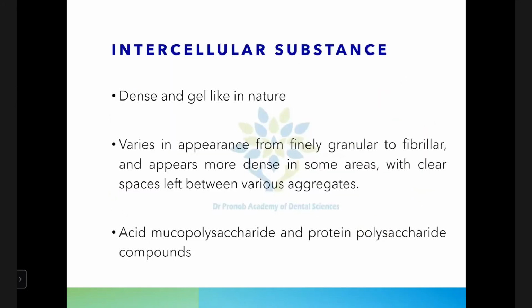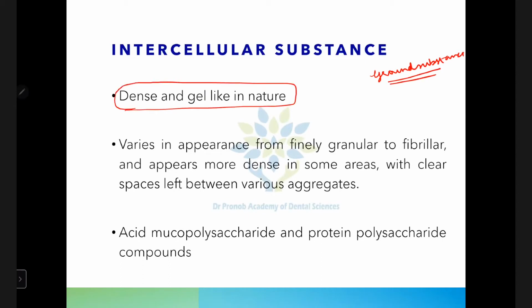Now let's talk about intercellular substance. This intercellular substance is the substance that is present in between the cells, the ground substance. It is dense and gel-like in nature. Sometimes it may be in a granular form. It may be finely granular, or it may have more fibers. So it varies in appearance from finely granular to fibrillar.